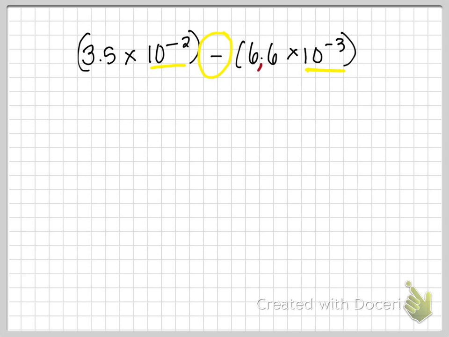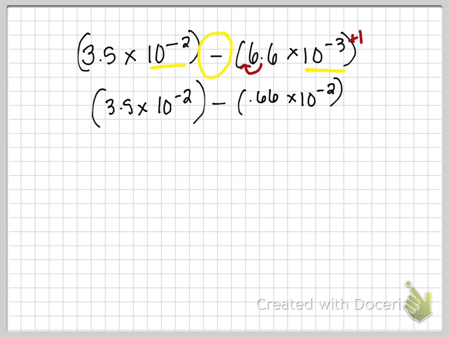Remember last time we moved our decimal to the left and we added 1. If we do that on this 6.6 times 10 to the negative third, we move our decimal to the left, it becomes 0.66. And if we add 1 to that 10 to the negative third, it becomes 10 to the negative second. Ooh, so you did the same. Right. So now we've got our exponents the same, right?